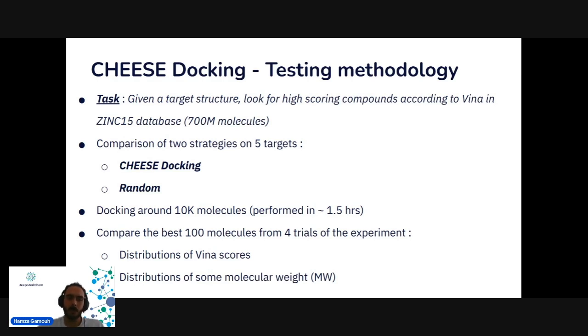on GPU. So the whole system procedure forces each of the strategies to dock the same number of compounds. We would like to know how much each method can achieve in terms of docking scores by docking the same number of compounds. So we will compare the best 100 molecules from 4 trials of the same experiment. We have 5 targets, and we repeat the experiment 4 times for each target, and we will show the distributions of Vina scores and the distributions of molecular weight as well.